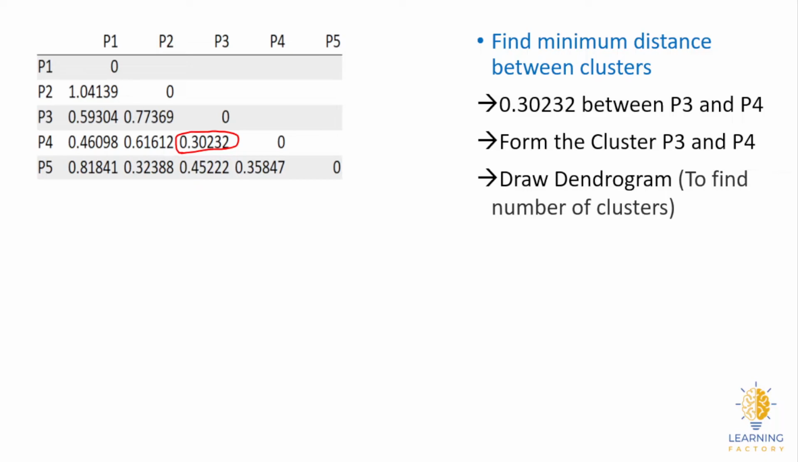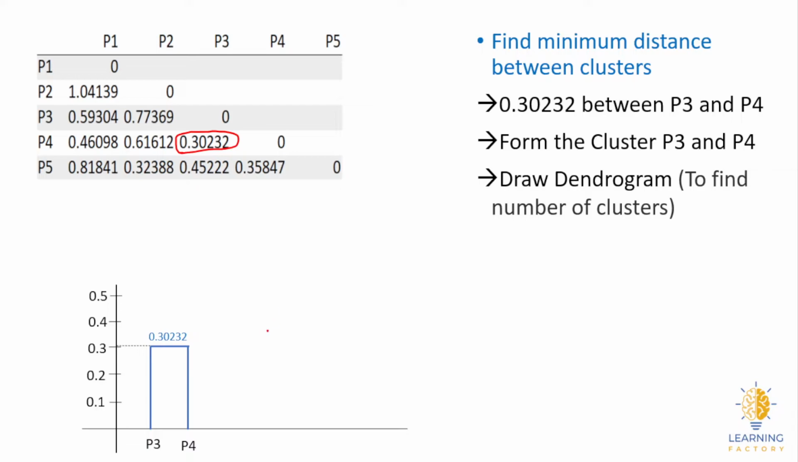A dendrogram is a graphical representation of the clusters, and it is used to find the number of clusters at the end. So how are we going to draw the dendrogram? See here, on the horizontal axis we have the clusters or the data points. And what we have done now is cluster data points P3 and P4. On the vertical axis we have the distance.